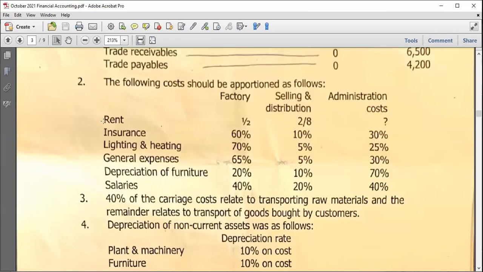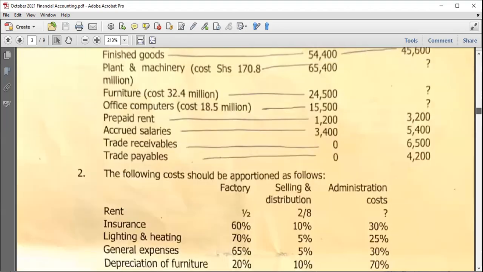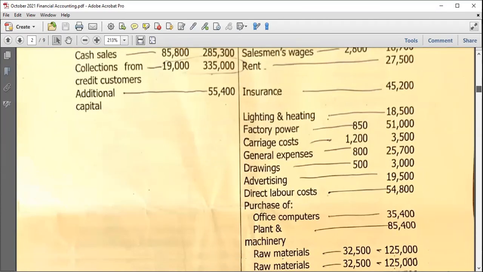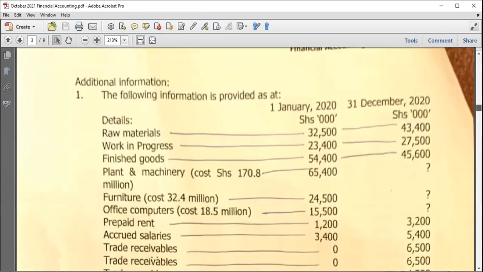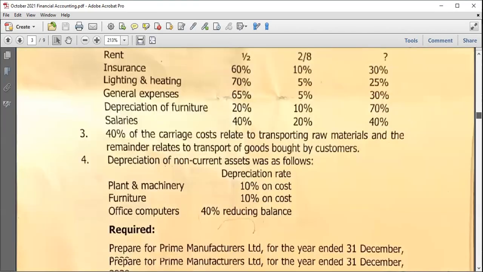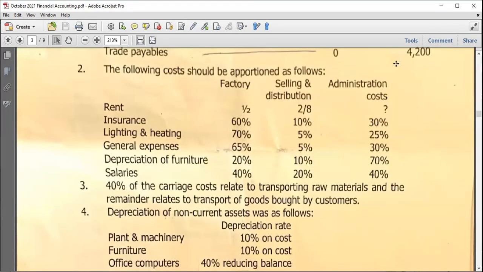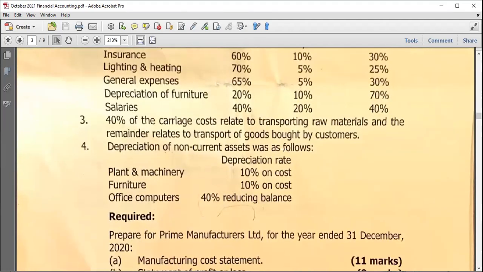And you proceed, you're able to distribute your rent, insurance, and all these expenses as they are provided in here. You can see general expenses and so on. They're all provided. So just get this value, see if there's anything in the additional information that you may want to adjust onto it, maybe it's prepaid or so. Then you come and distribute it and find a way of how to allocate it accordingly. The same with depreciation, they will either say at cost or reducing balance.